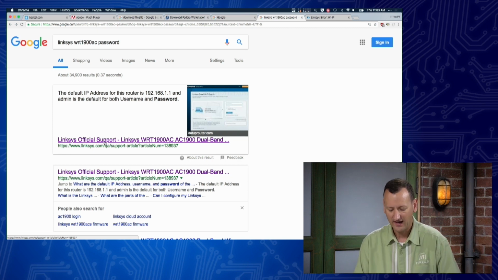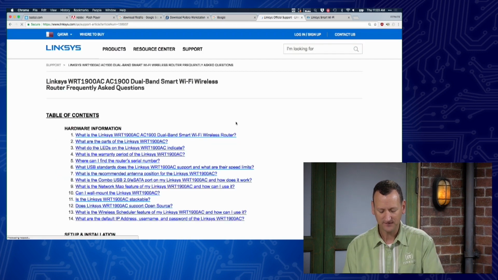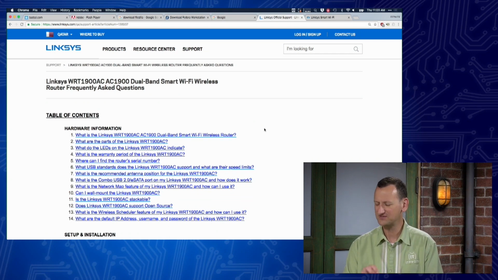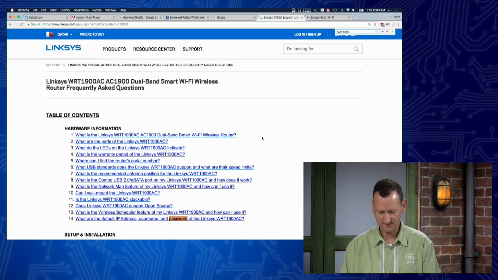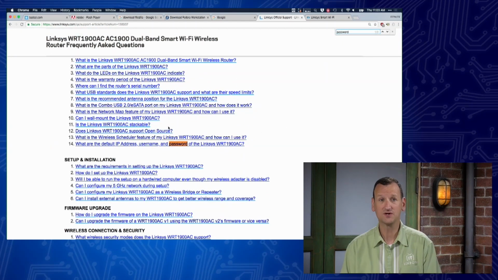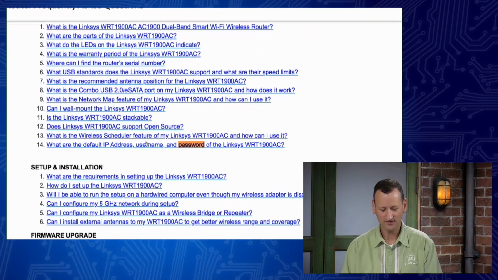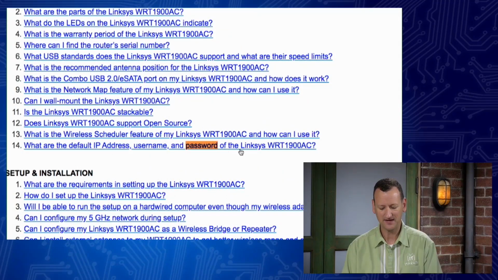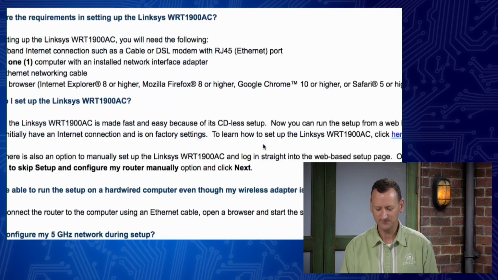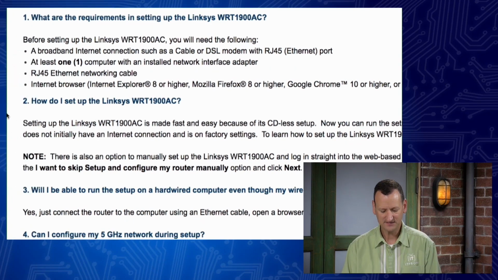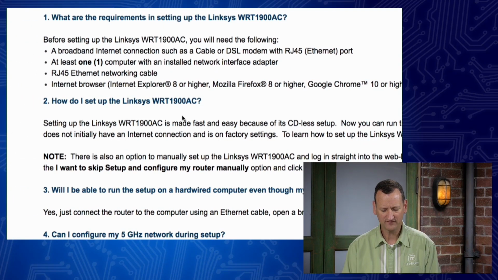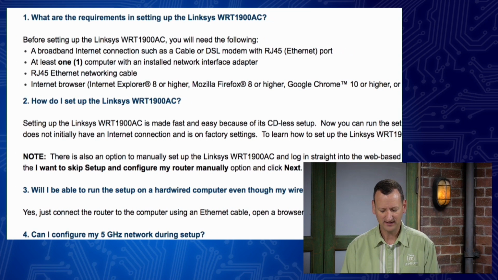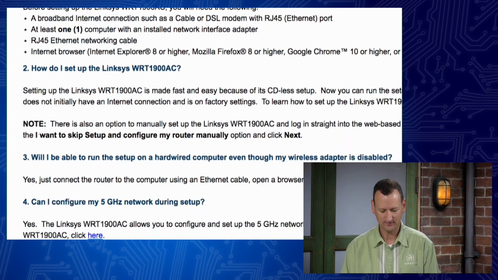manufacturer. And if I go and take a look at their site, it's going to take me to their Q&A, right? Their FAQ, or frequently asked questions. And I'm just going to search in here to save me some time. Here we go. Frequently asked question number 14 is, what are the default IP address, username, and password of the Linksys WRT 1900AC? If I click on that, it takes me in here where we can find some basic information on getting logged in and getting this thing up and running, right?